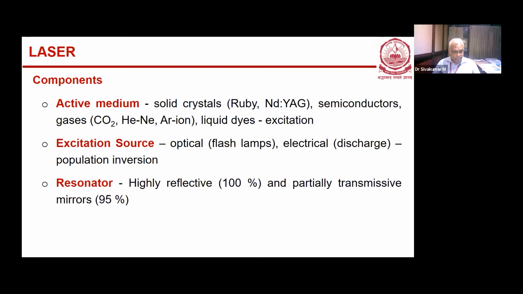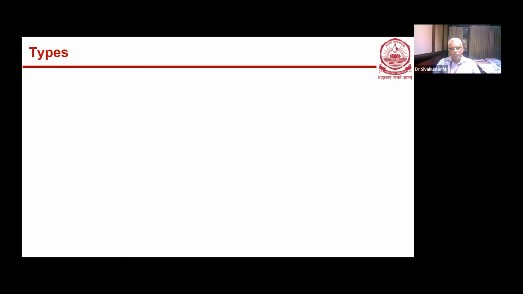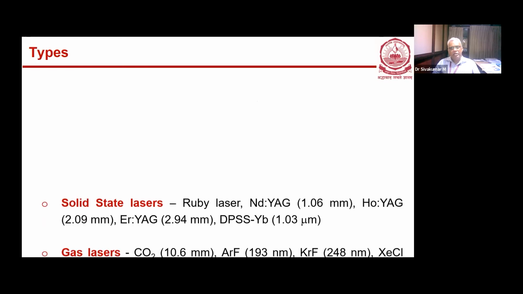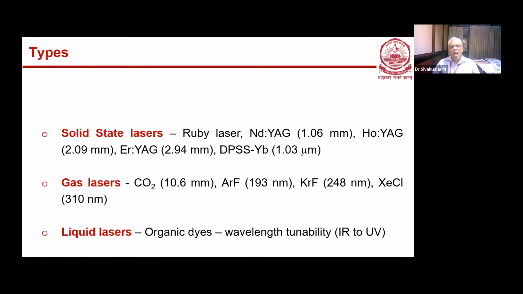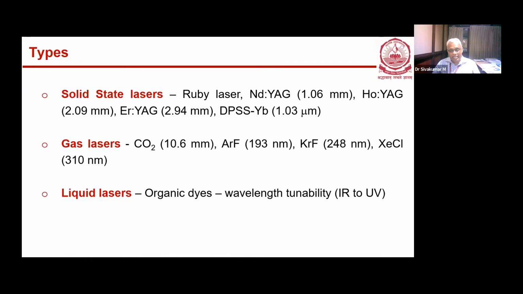And dyes, so anything could be. There are some typical things I have given to you, and there are excitation sources that could be flash lamps or electrical discharge, and that leads to population inversion, and then this resonator which makes this oscillation. So these are the components of lasers. I hope now you have a fairly good idea about how this stimulation takes place and how the laser emission takes place. You have a good idea about it.